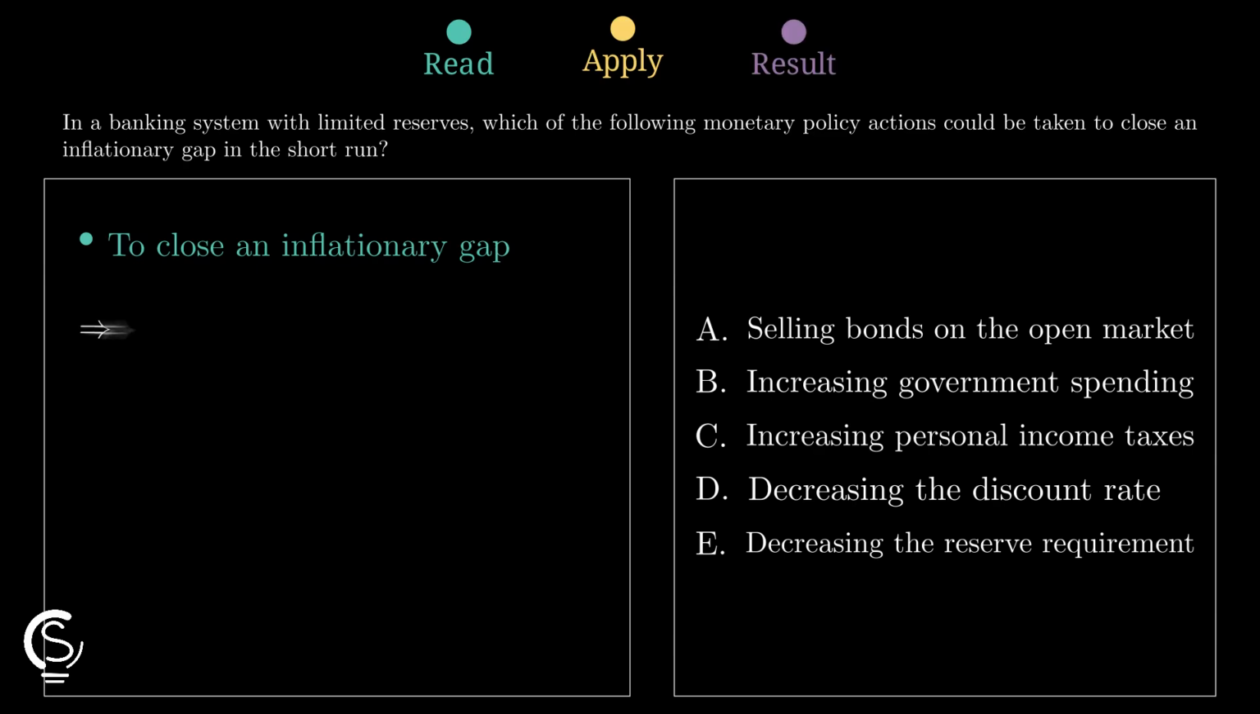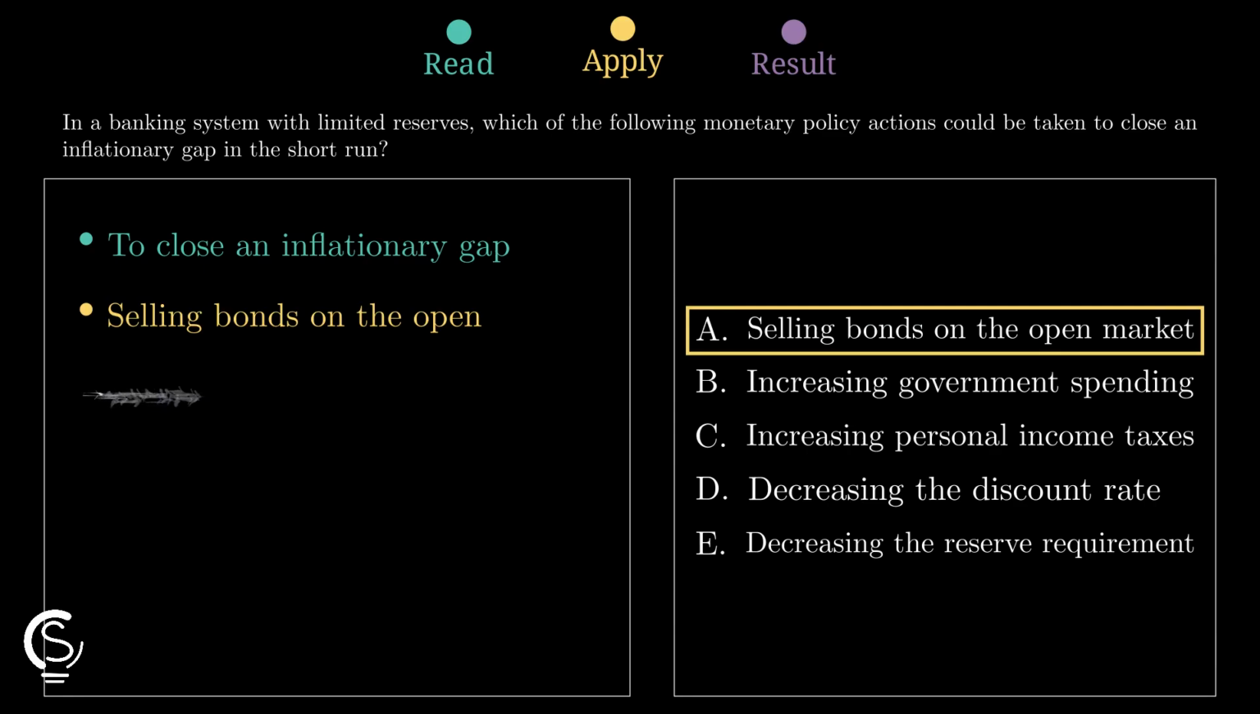Options B and C are fiscal policies. Decreasing the discount rate or reserve requirements expands the money supply, worsening inflation. Well done! Option A is correct.